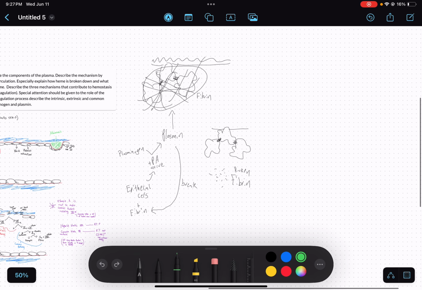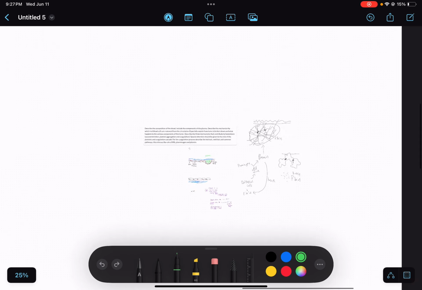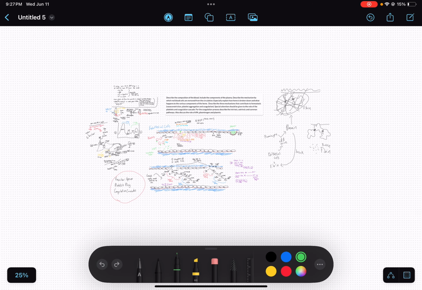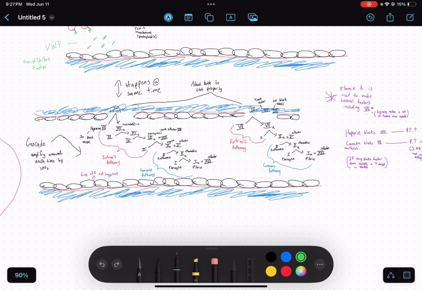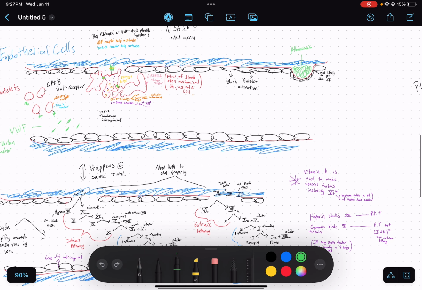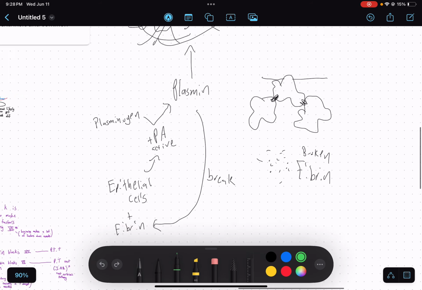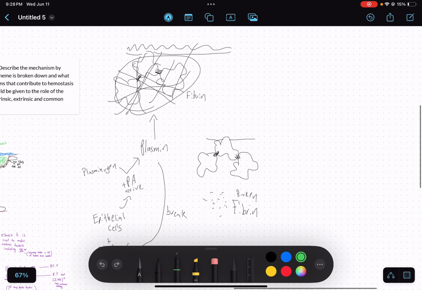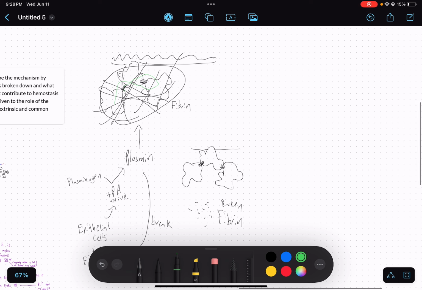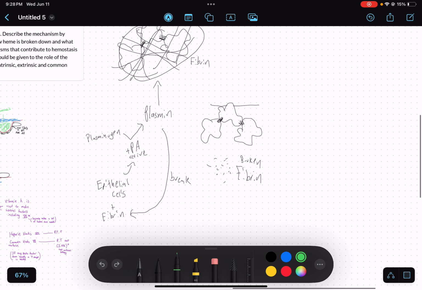So with these here, something I forgot to mention is whenever the fibrin is made, it is then going to create like this little net, catching everything in here and making sure that nothing is coming apart. Alrighty, so you have this little net, you have the platelet plug here, and then you have the net all around it.